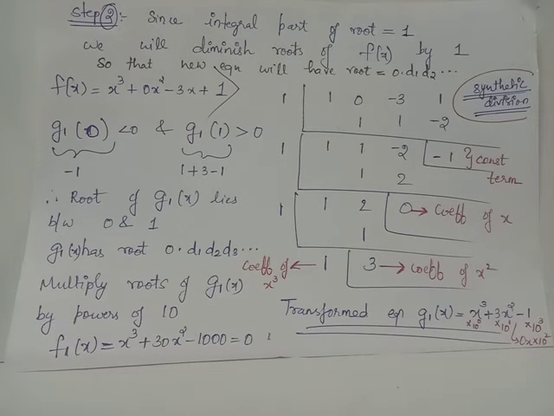Once you have found g1 of x, you will find out between which values the root of g1 of x will lie. You identify that between 0 and 1 the root of g1 of x will lie and thus 0 becomes the integral part of the root of g1 of x. When you multiply the roots of g1 of x by 10, which is equivalent to multiplying the equation g1 of x using powers of 10, you will get the new equation f1 of x with the root d1 point d2 d3 etc. We have done this to bring d1 as the integral part.